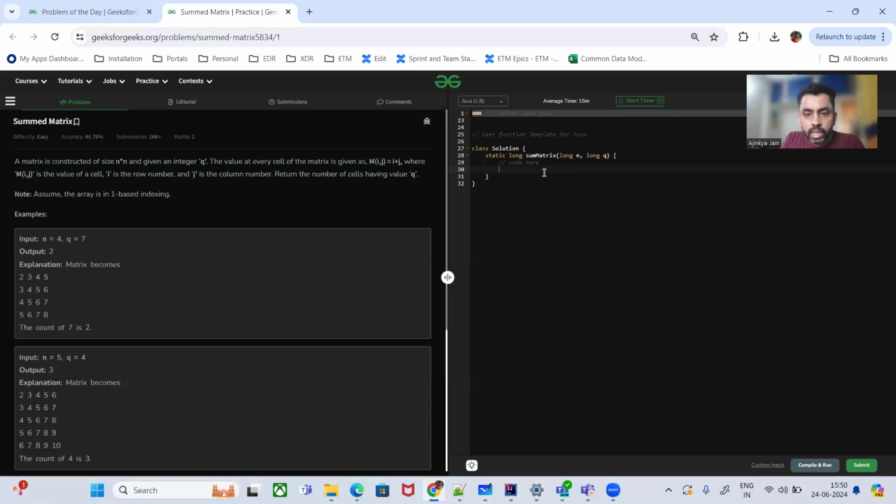So here, let's first implement the Java code only, because Java and C++ are almost the same. Let's write the base condition. If q is less than 2 or q is greater than n into 2, or n plus n, then we simply have to return 0. If q is less than n plus 1, we have to return q minus 1.